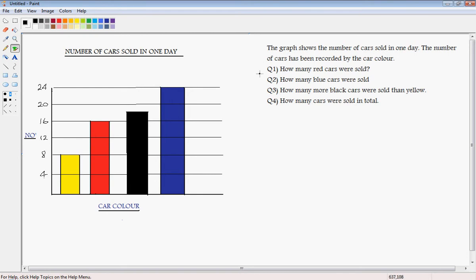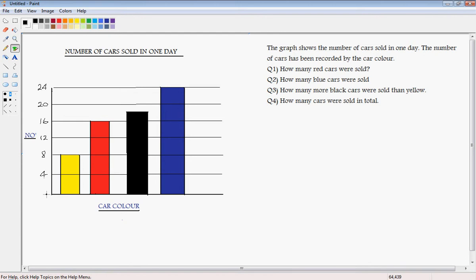Okay, now I think if we do this as a question, you'll see how simple it is. So first of all, question 1, how many red cars were sold? So we go to the red bar.